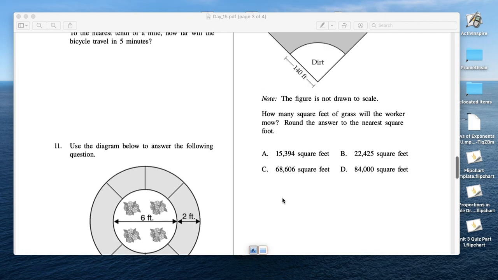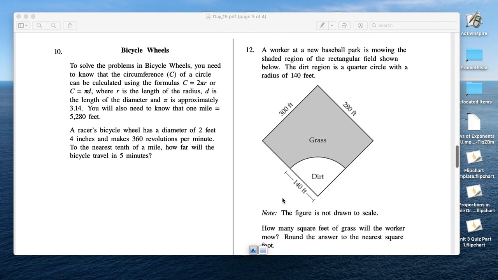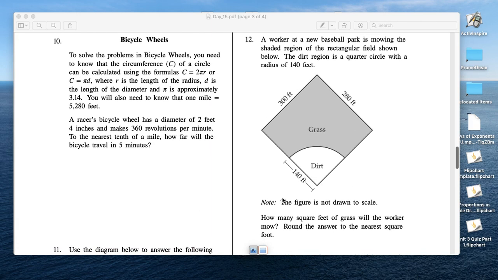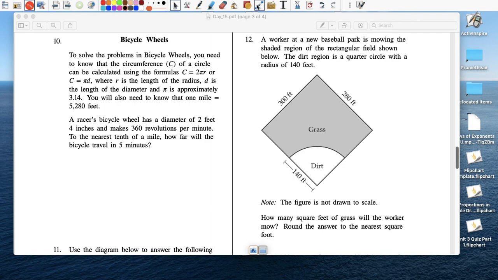12. What is this? A worker at a baseball park is mowing the shaded region of the rectangular field below. The third region is a quarter circle with a radius of 140. How many square feet of grass will the worker mow? So the guy is mowing the shaded part, right? So the rectangle, so again, area of the rectangle minus area of the 1/4 of a circle. Right, 1/4 of a circle.